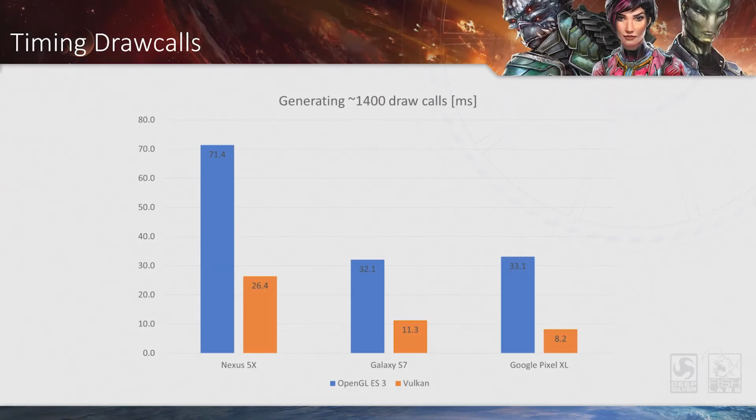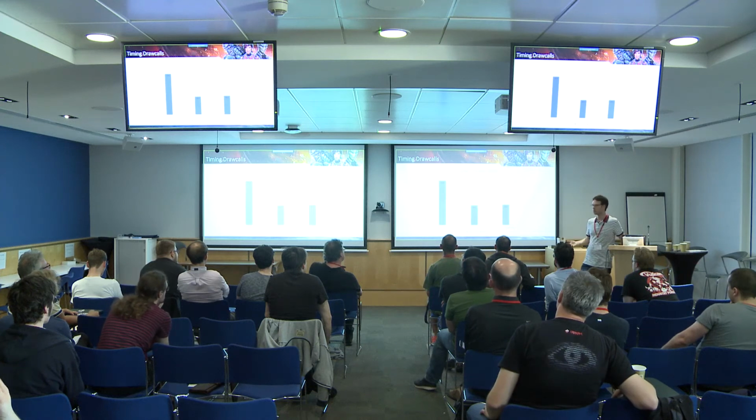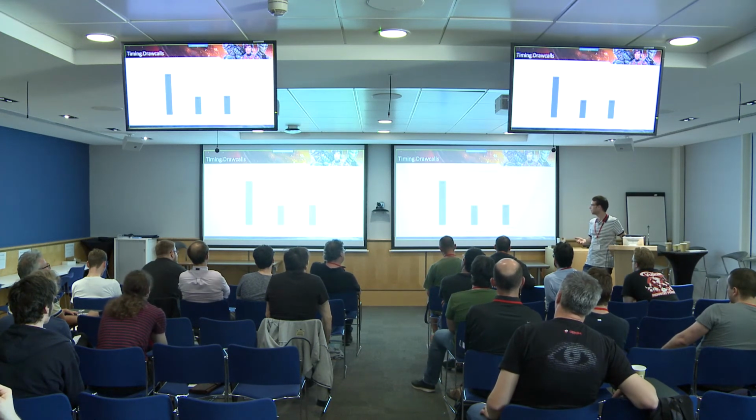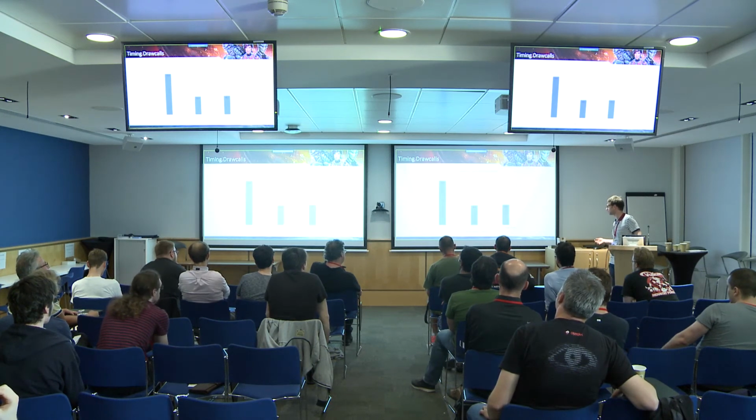And I also did some profiling. One specific scene had about 1,400 draw calls, and I did this on 3 devices. Let's just look at the OpenGL ES numbers. For the Nexus 5X, it took us about 70 milliseconds just to generate the draw calls. On the Galaxy S7, it was about 32 milliseconds, and on the Google Pixel XL, about 33 milliseconds.